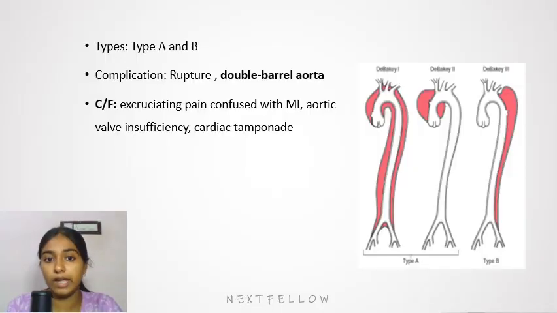Aortic dissection can be of two types, type A and type B. Type A involves both the ascending aorta as well as the descending aorta, and type B involves only the descending aorta. Type A is more complicated when compared to type B. Complications associated with aortic dissection are rupture and double barrel aorta. A double barrel aorta is where first there is an intimal tear through which blood from the lumen enters into the media, and then a second tear through which the blood again enters into the lumen. The patient usually comes with severe pain, which is usually confused with MI, aortic wall insufficiency, as well as cardiac tamponade.